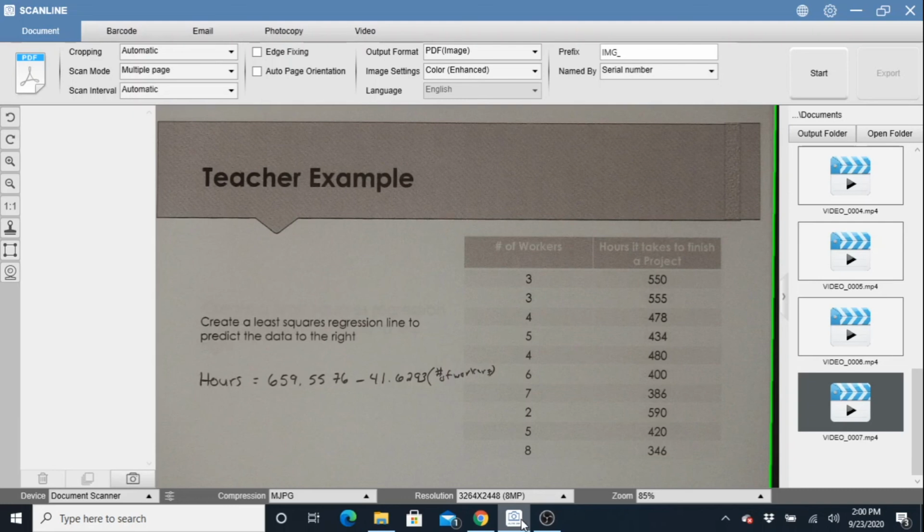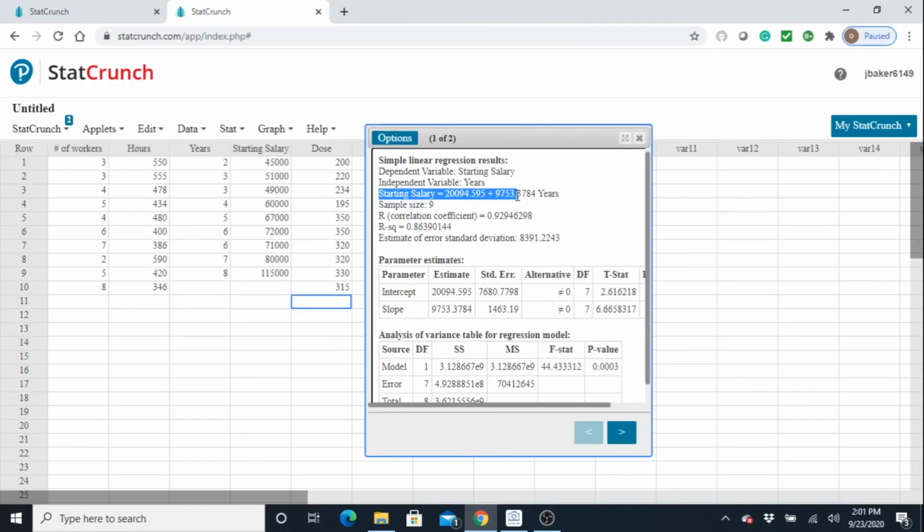That's our least squares regression line. So if we go over here, we're going to create our least squares regression line again for this first example. Again, I've already done it. I can just minimize this and look at my next one that I already did, simple linear regression, years and salary. That is my least squares regression line.